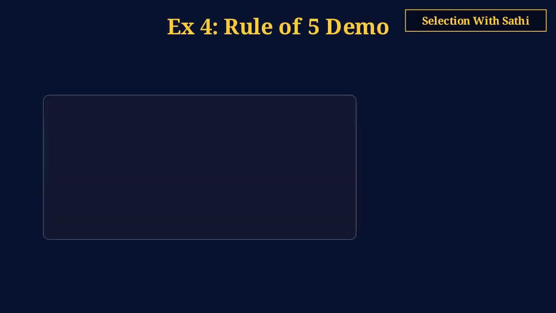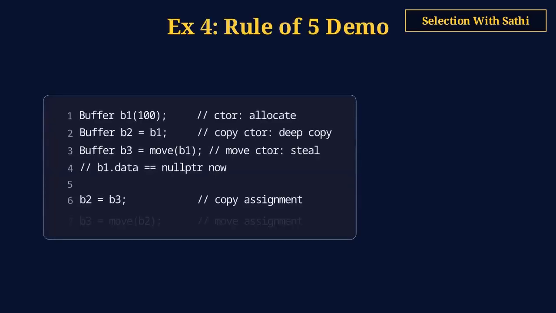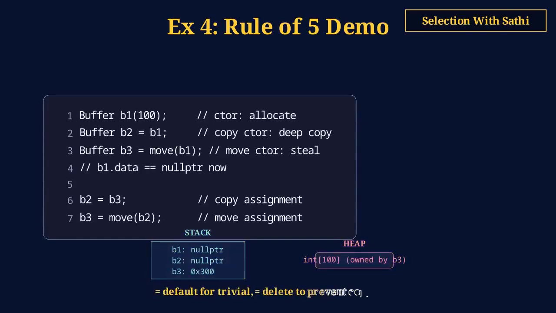Fourth example, copy versus move performance. We have a vector with 1 million integers. Copying it, auto copy = big. This allocates a new array and copies all 1 million elements, O of n. Moving it, auto moved = move(big). This just swaps the internal pointer, O of 1. After the move, big is empty with size 0, and moved has all 1 million elements.